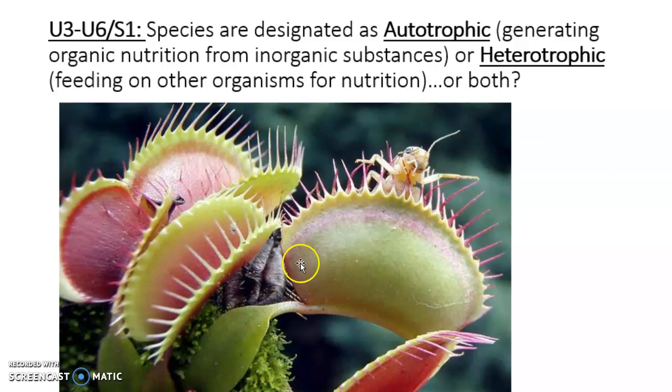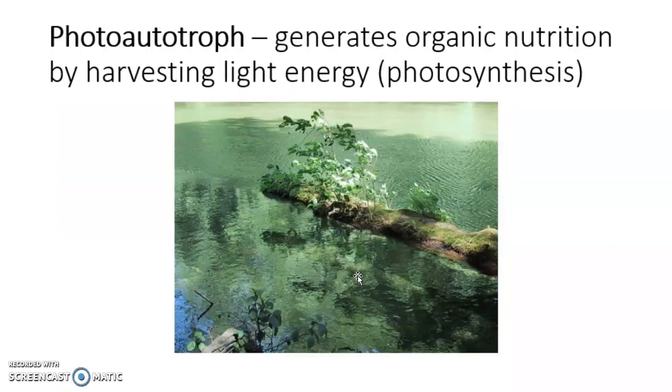And then sometimes we have strange examples like this Venus flytrap, which can do both. So as far as autotrophic organisms go, we have two broad categories. The first is called a photoautotroph, which basically uses light, hence photo, to make its own organic nutrition. So these are typical plants and algae. Any photosynthesizing organism is a photoautotroph because they're using light energy to drive the production of organic nutrition.